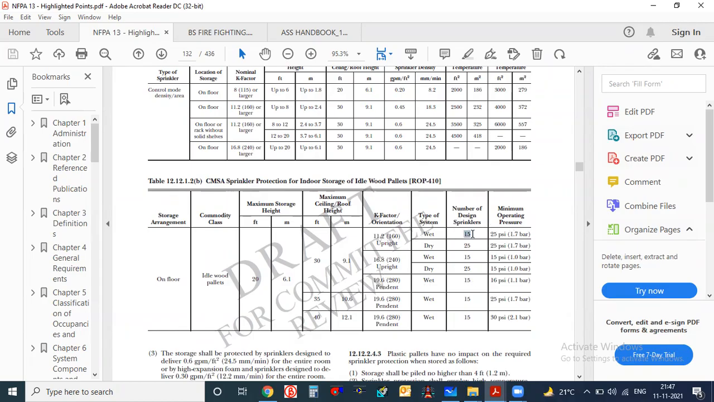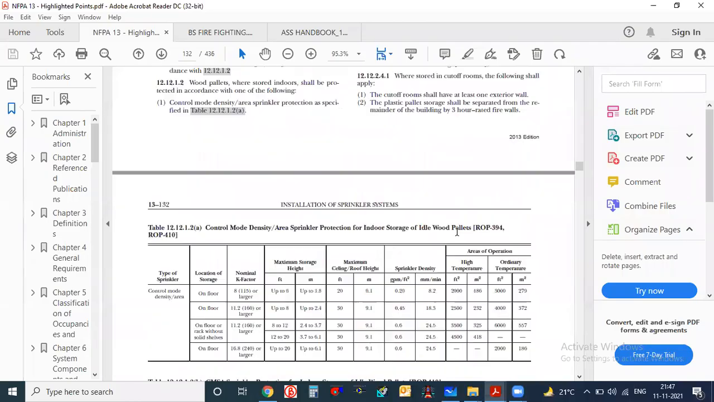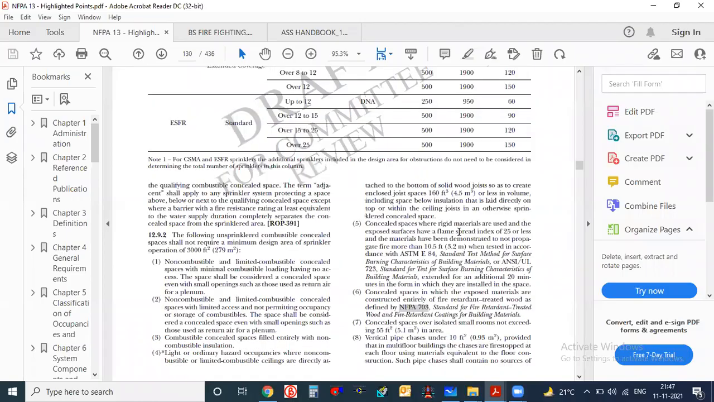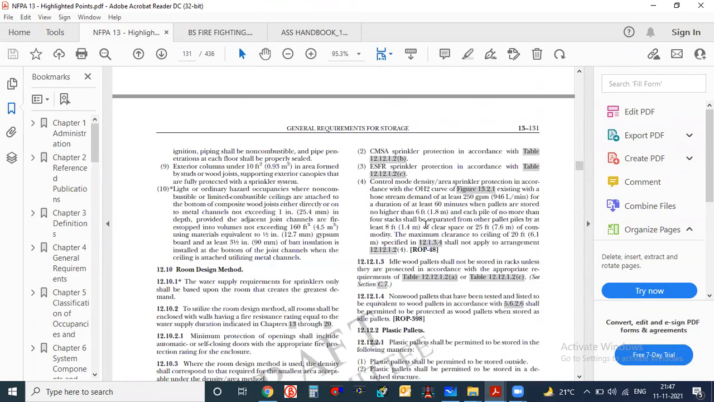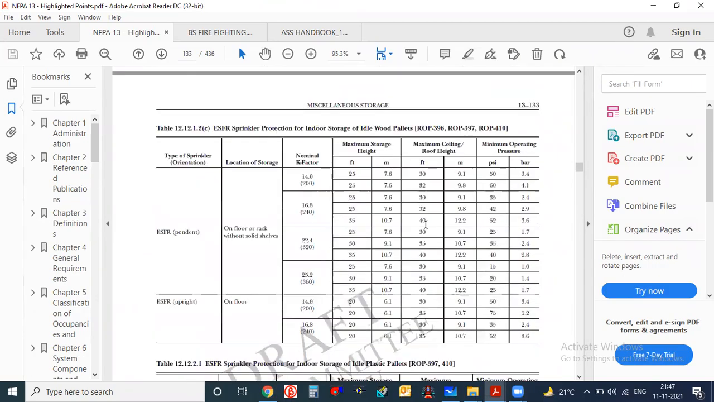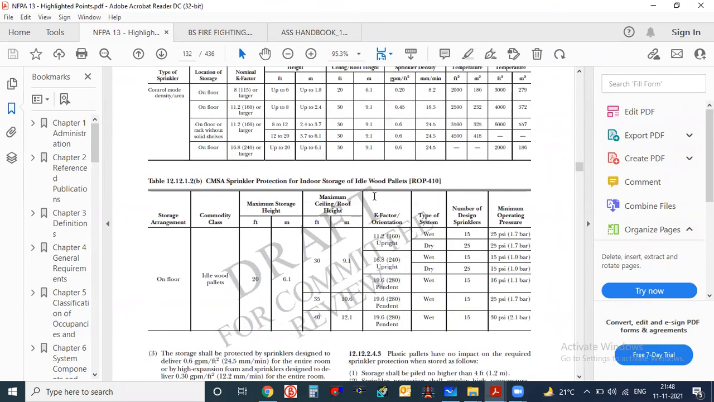When the number of design sprinklers is given, you have to understand how you are going to place these sprinklers. You have to check the minimum design area. From these points you can take the general design area and design for this particular thing. I think this CMSA looks very good because everything is given: K factor, type of system, minimum operating pressure, number of design sprinklers, maximum height. Most of the points are given here.